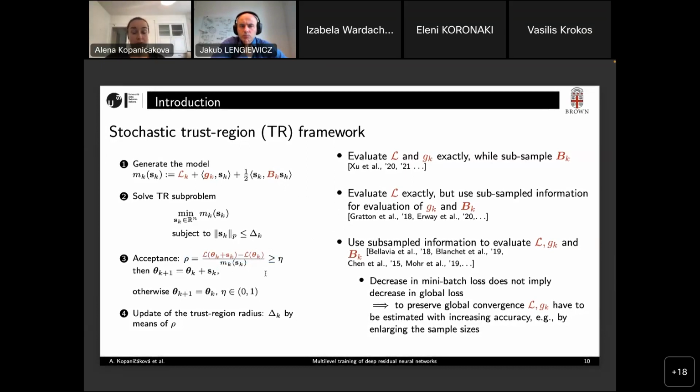We can, however, decrease computational cost by also considering subsampled information. But as soon as we do that, we might lose the global convergence properties of the deterministic trust region method, and this is due to the fact that a decrease which we observe on the mini-batch loss does not necessarily imply a decrease in the global loss. So what we will do in this work, we will try to preserve the global convergence properties of the trust region method by adaptively increasing the accuracy of our estimates of the objective function and also the gradient and Hessian or Hessian approximation. Okay, so this is a quick look into stochastic variants of trust region methods.